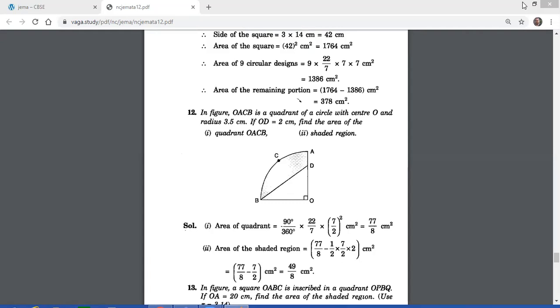Now the shaded region, the area shaded here, can be found by subtracting the triangle from the quadrant. The triangle is a right angle triangle, so we can use half base into height. So half into 7/2 into height 2. We can easily calculate this and get the answer as 49/8. So the required area in this will be 49/8.